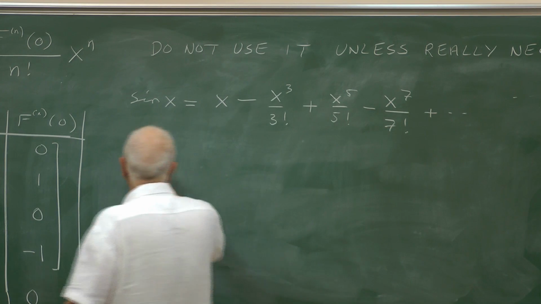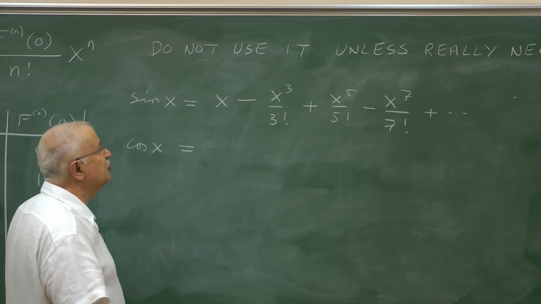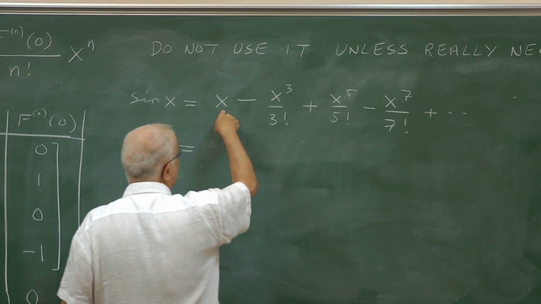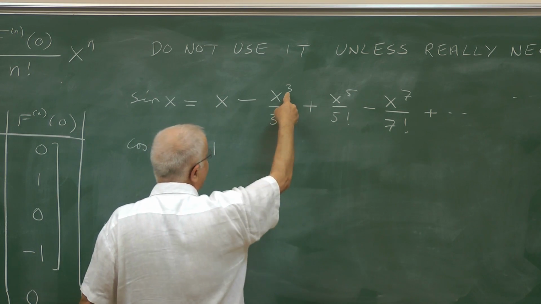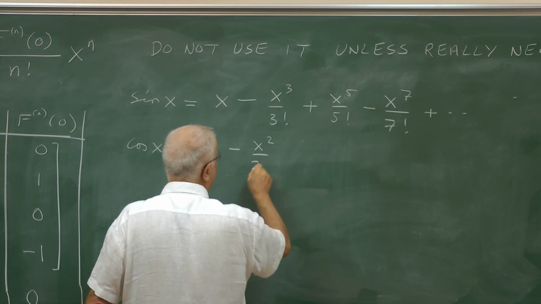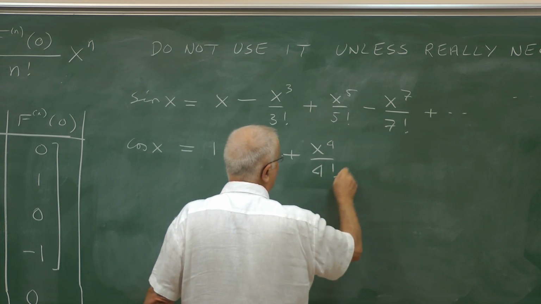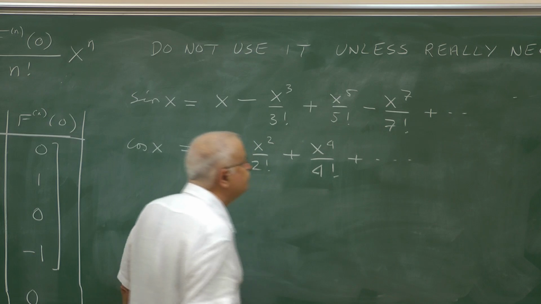How do we get cosine? Well, cosine x we should get by simple differentiation. Derivative of x is 1. Derivative of x cubed is 3x squared. So this is 1 minus x squared over 2 factorial plus x to the 4 over 4 factorial, etc.